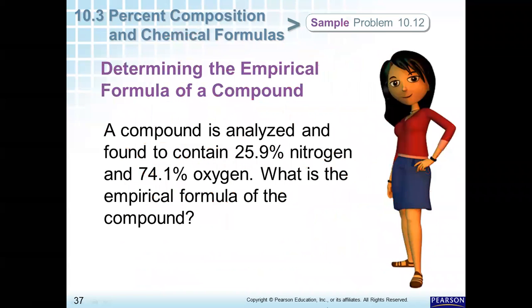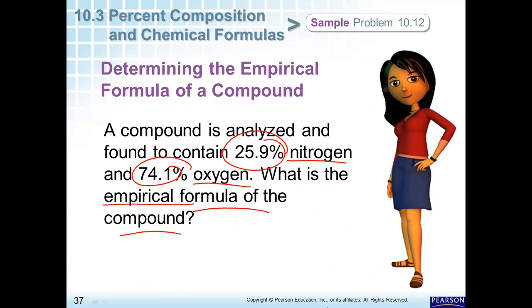Let's see an example, better. Okay? A compound is analyzed, someone did an analysis, and they found that it contains 25.9 nitrogen and 74 oxygen. What is the empirical formula for this compound? What is the first step? We change those into grams.